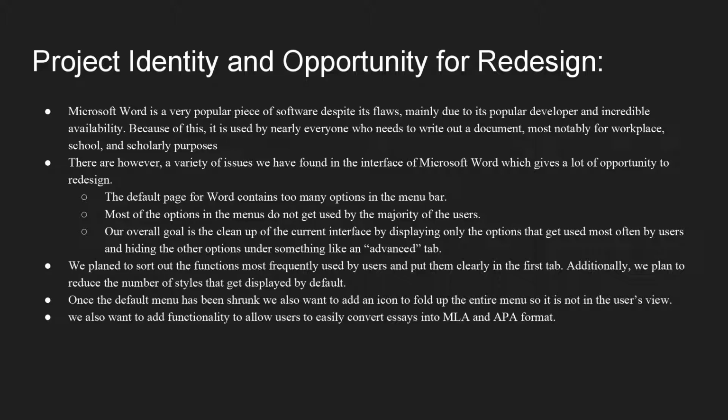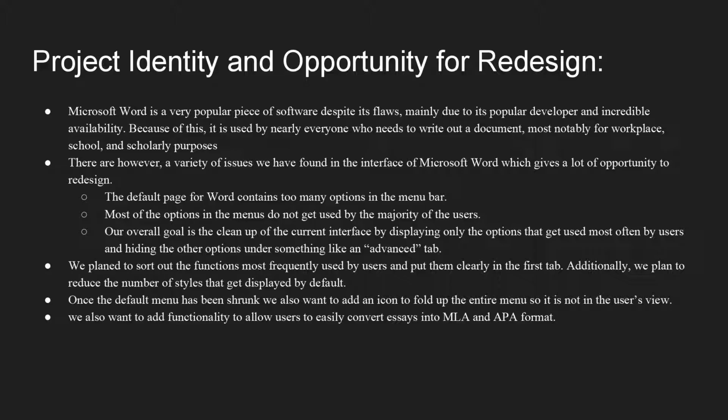The first page for Microsoft Word contains too many options in the menu bar. Most of the options in the menu bar don't get used by the majority of users, so our overall goal is the cleanup of the current interface by displaying only the options that get used most often by users, and hiding the other options under something like an advanced tab. We plan to sort out the functions most frequently used by users and put them clearly in the first tab. Additionally, we plan to reduce the number of styles that get displayed by default.